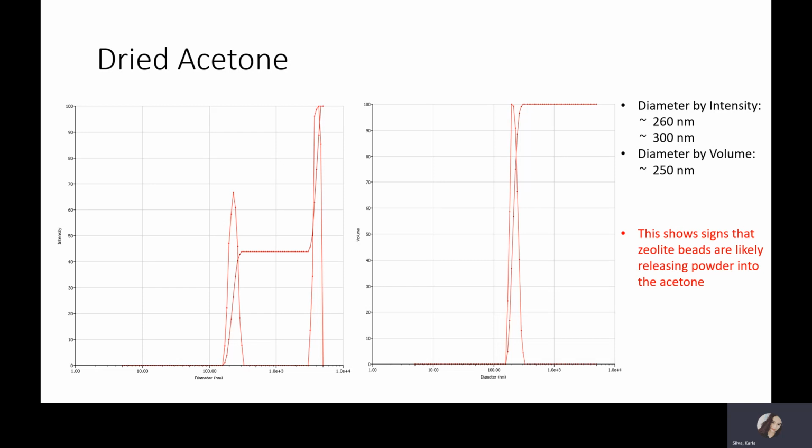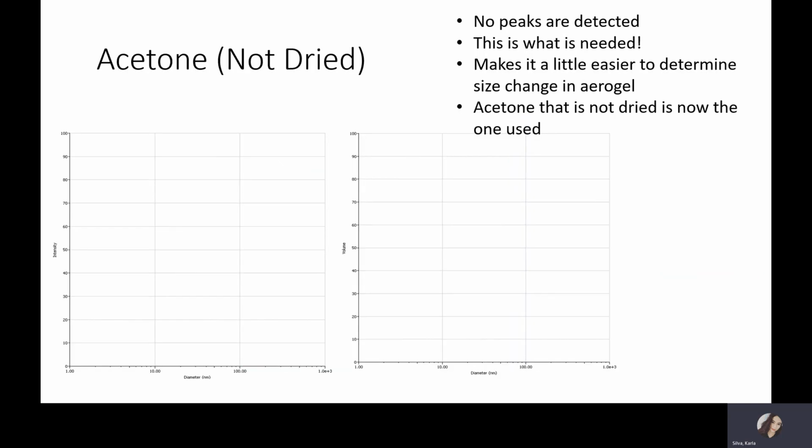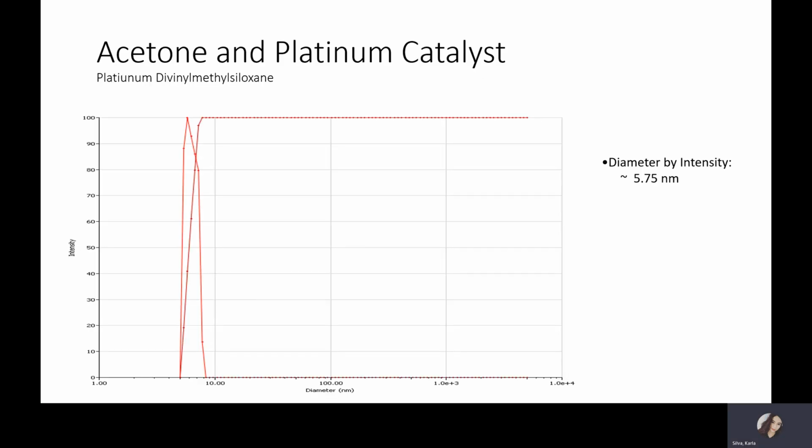So then I thought, well, what should I do? I thought about filtering it, but the filters weren't going to come in time, and I wanted to really just see if anything was happening. So I ended up using acetone in its pure state, not dried, nothing done to it. And as you can see, there are no peaks. This is exactly what I wanted. It makes it a lot easier for me to determine if anything's happening in the aerogel, and it also shows that there's nothing that shouldn't be in my reaction. So I used the acetone that was not dried for the rest of the reactions, including the ones with the aerogels that I just showed.